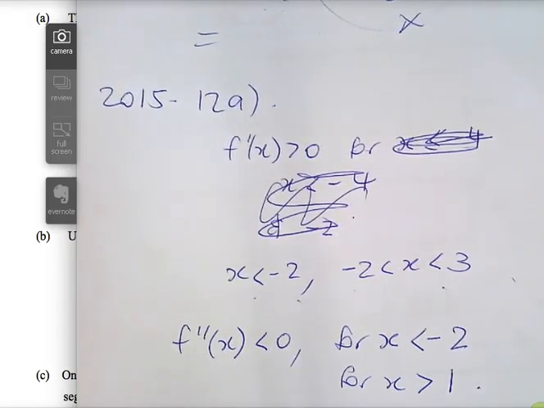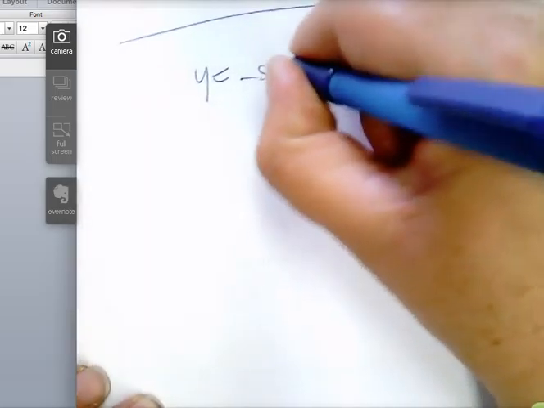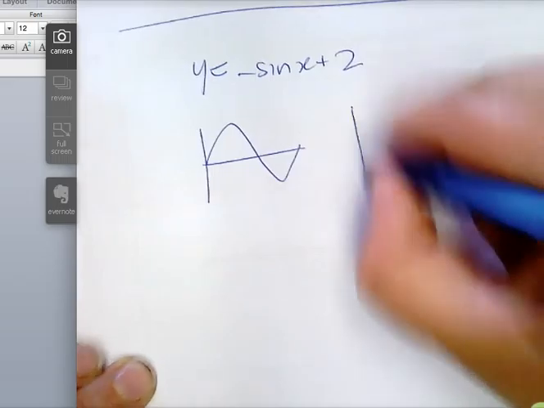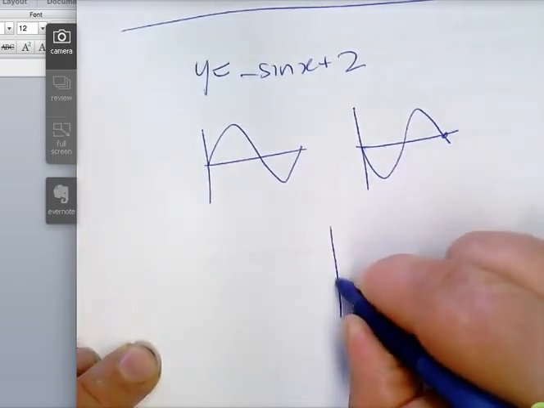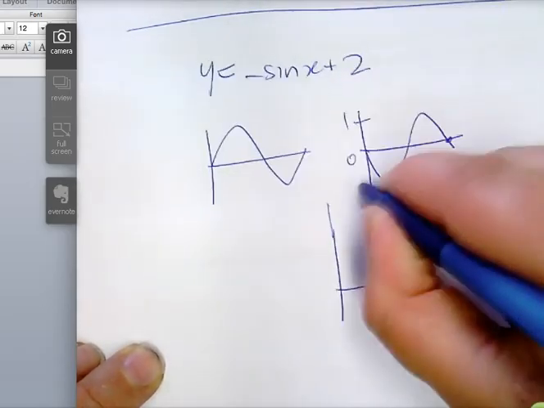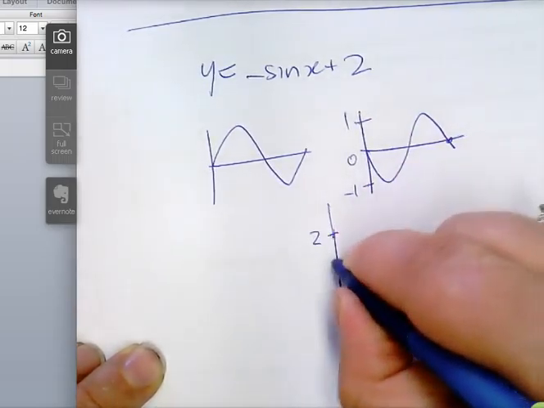I'll just have a look at the answers you saw. This question here, the maximum value of the graph y equals negative sine x plus 2: you sketch it, and that's how you find the maximum value. So I'll just do that now. Y equals negative sine x plus 2. Sine x looks like this. Negative sine x looks like that. And negative sine x plus 2 would shift it all up 2 units.